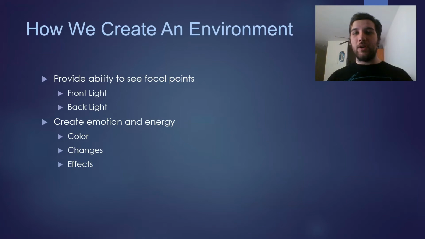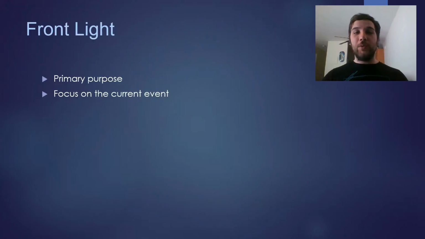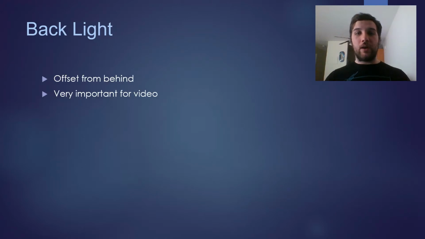So I'll go a little bit more in depth on these. What we need to remember is that front light is our primary purpose in doing this. It helps people to focus on what's currently happening, whether it be the pastor up on stage teaching, or the praise time while we're singing. It's going to help to focus on the worship leader so that they can see what's being sung and where we're going. And then we want backlight, like I said. It's very important for video, just helps to offset from behind.